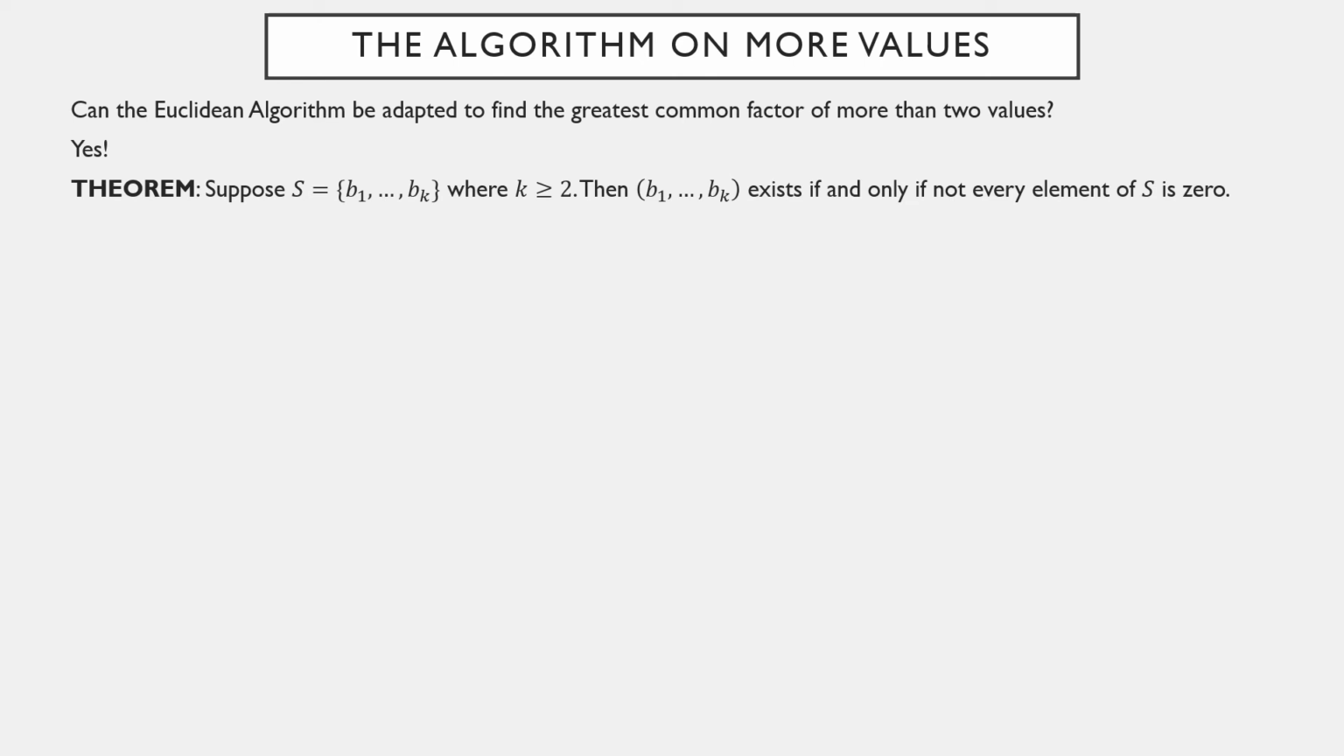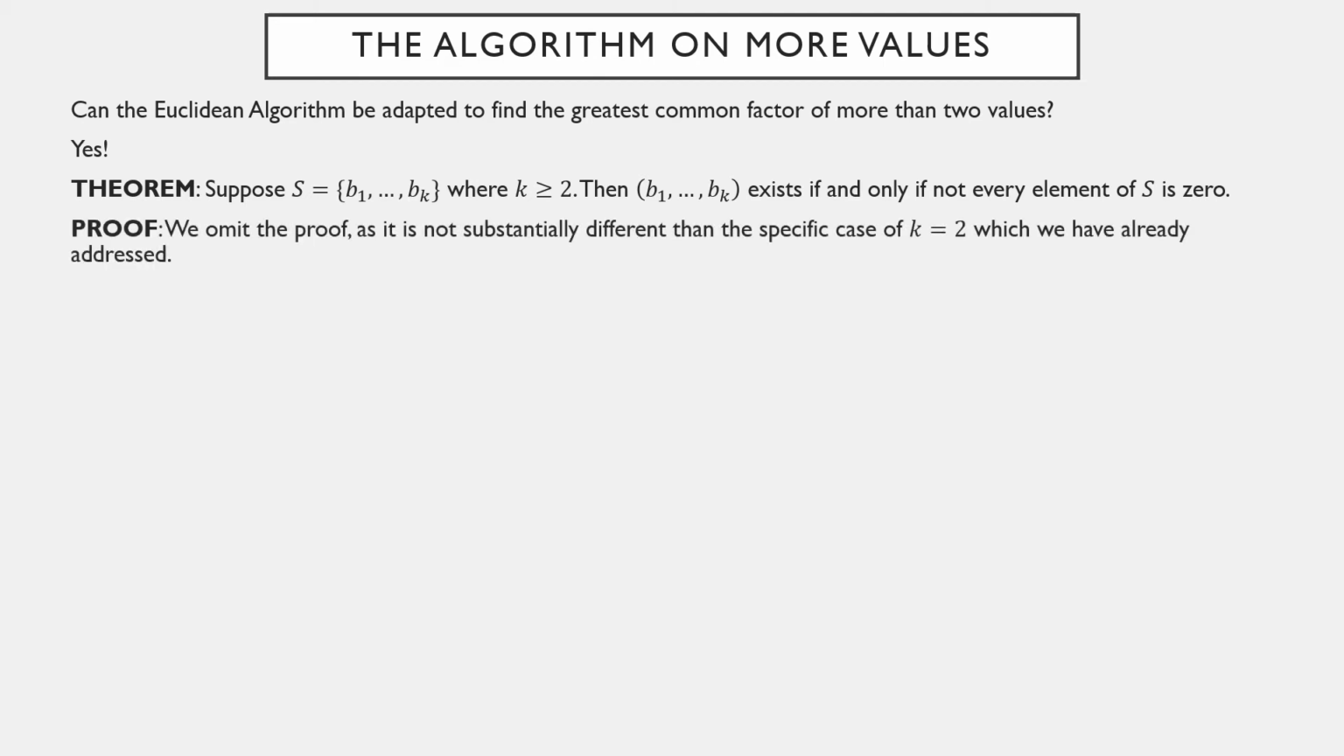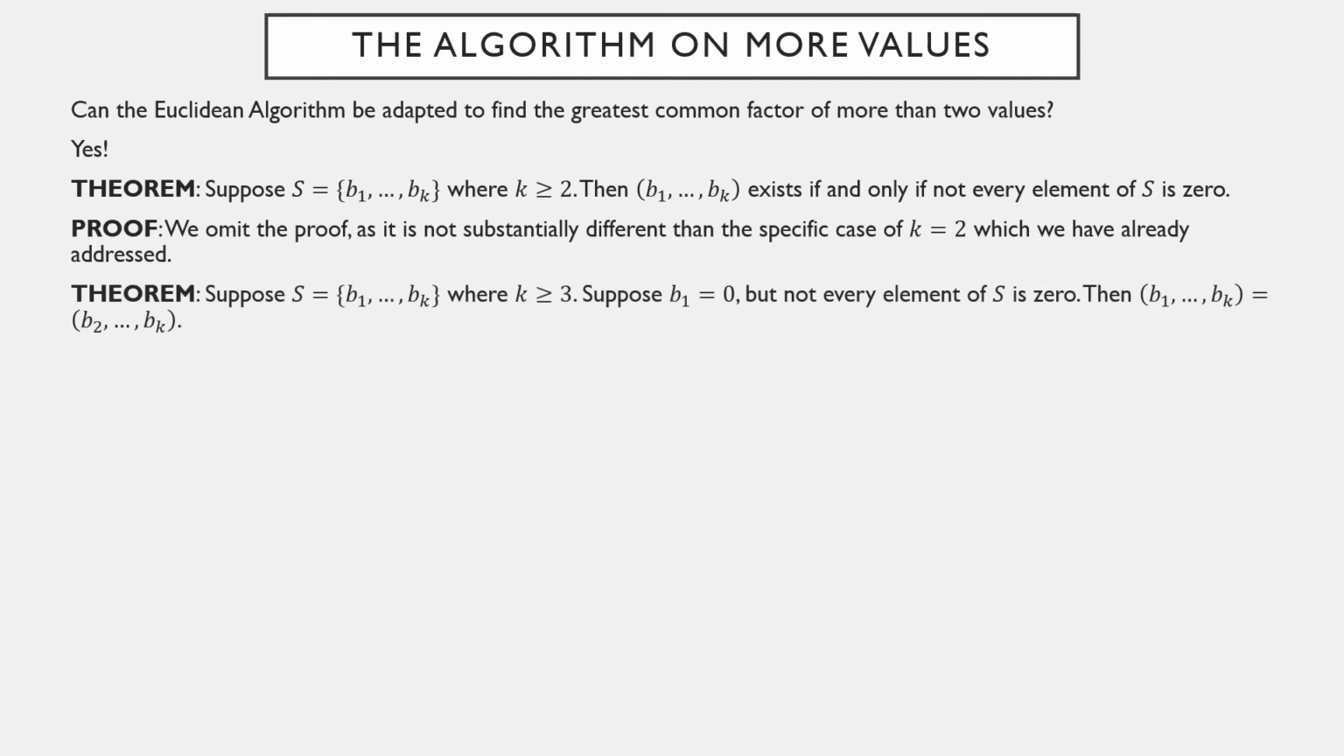Well, the greatest common factor exists if and only if they're not all 0. That's not something that's very hard to prove. It's not really very different than the case of two integers, okay? If two integers are both 0, then there is no greatest common factor. If they're all 0, there's still no greatest common factor. Consider it on your own time.